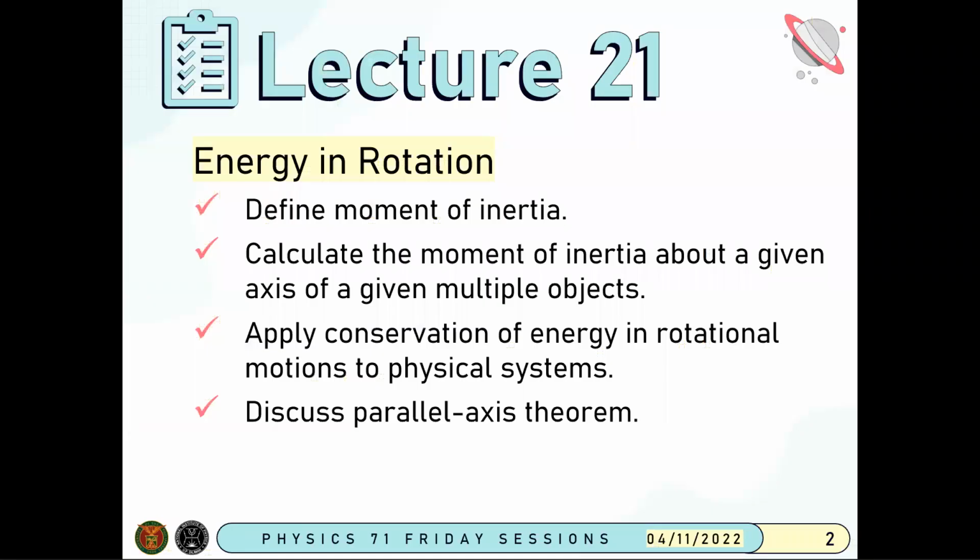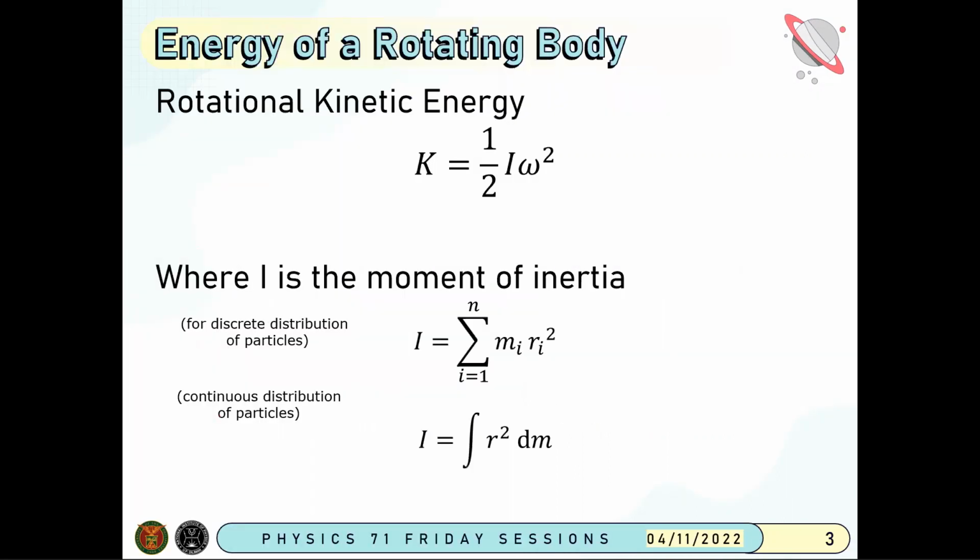Here, we will define what is moment of inertia, and then calculate moment of inertia about a given axis given multiple objects in the system. And then we can apply conservation of energy in rotational motions. And then discuss an extension of this, which is the parallel axis theorem.